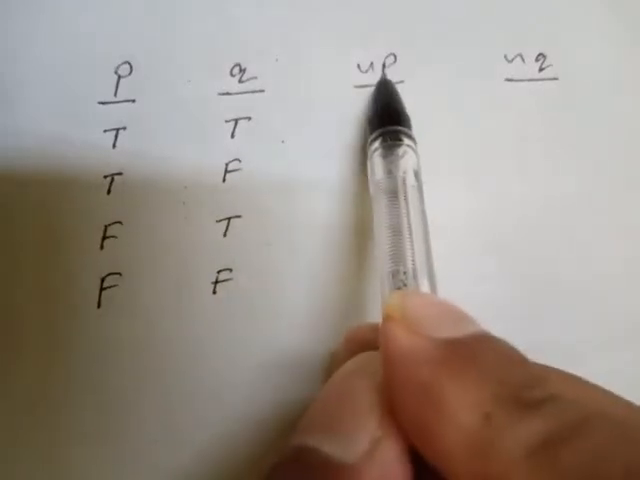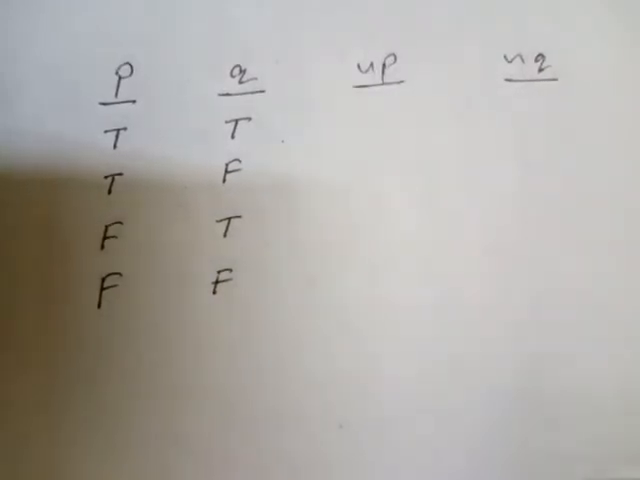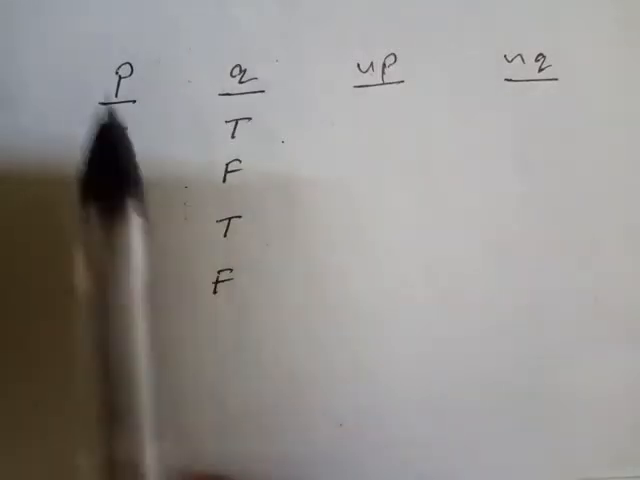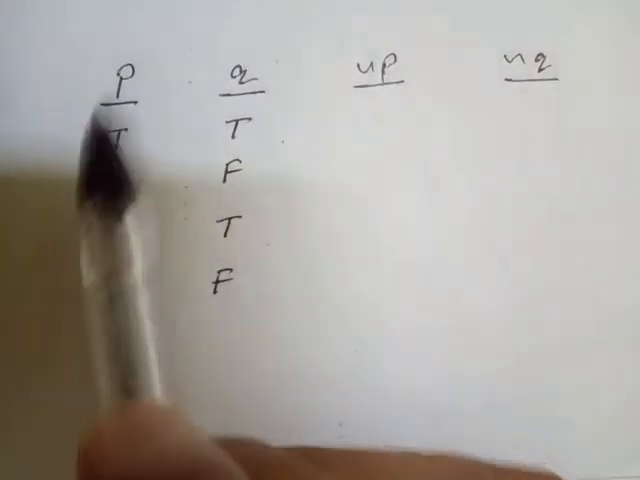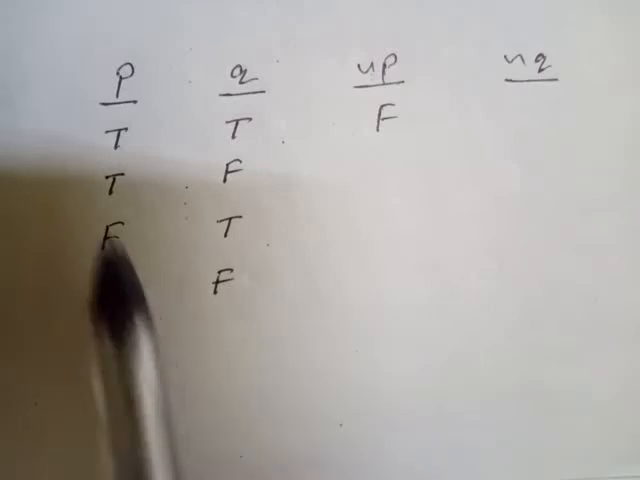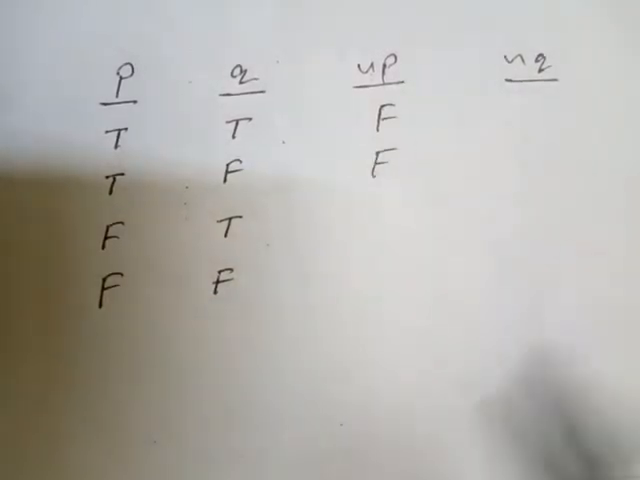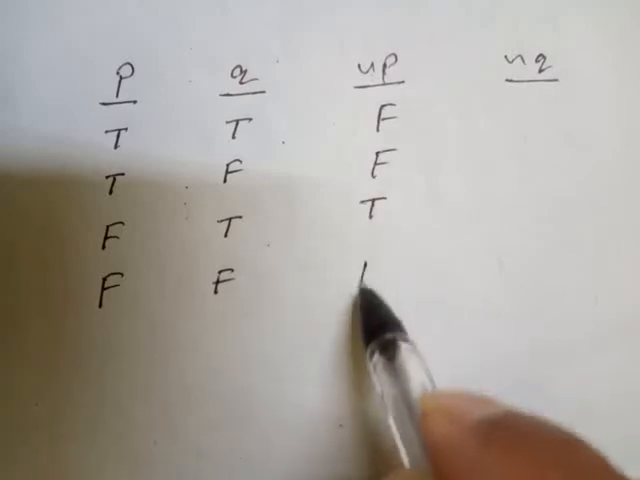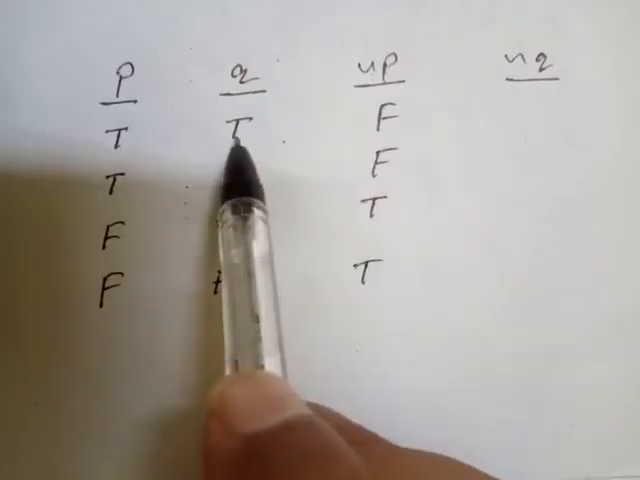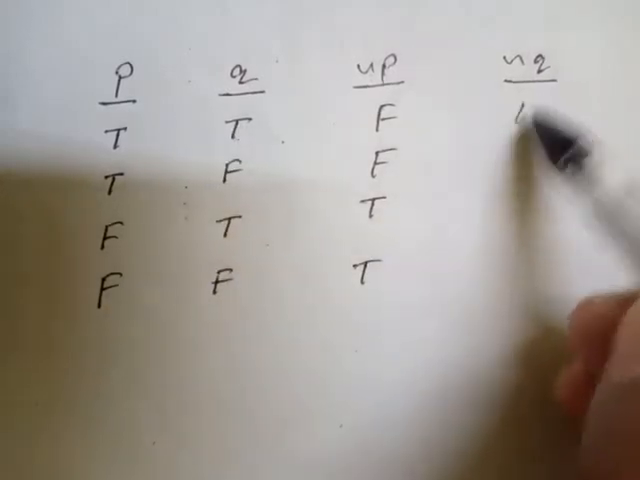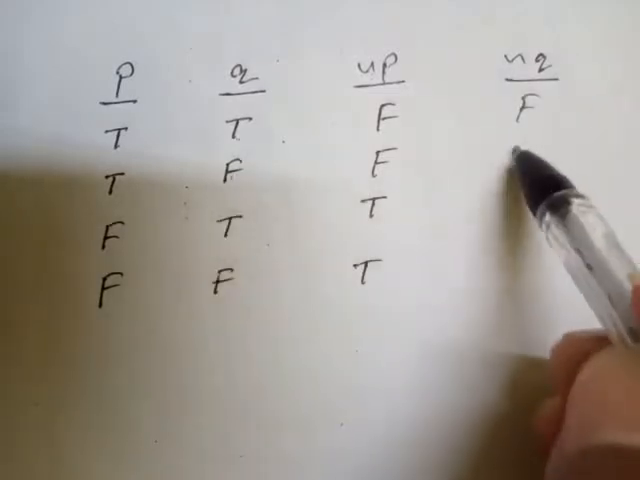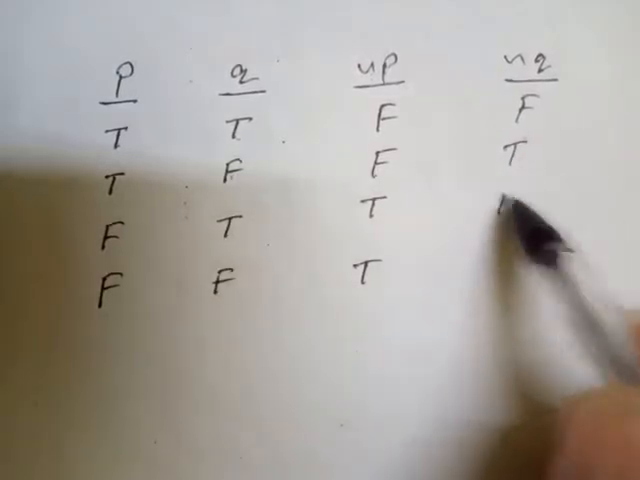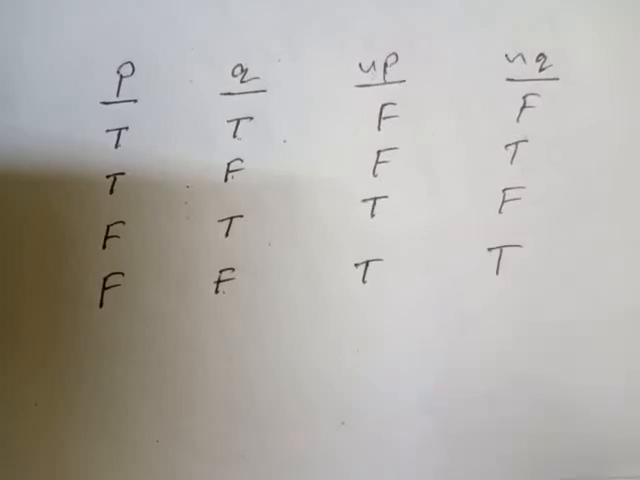Now look student, how to solve this one. Negation P means not P, so look here, all this statement it becomes not, which means true. Negation P means not true, not true means false. Here is true, not true means false. There is false, not false means true. And this is negation Q, which means not true means false. Not false means true, not true means false, not false means true.